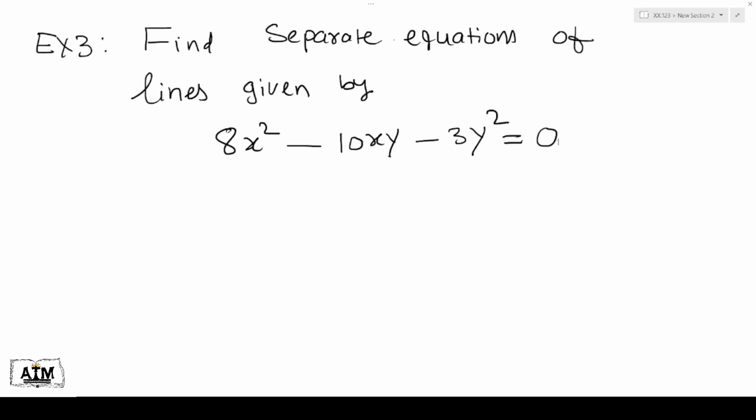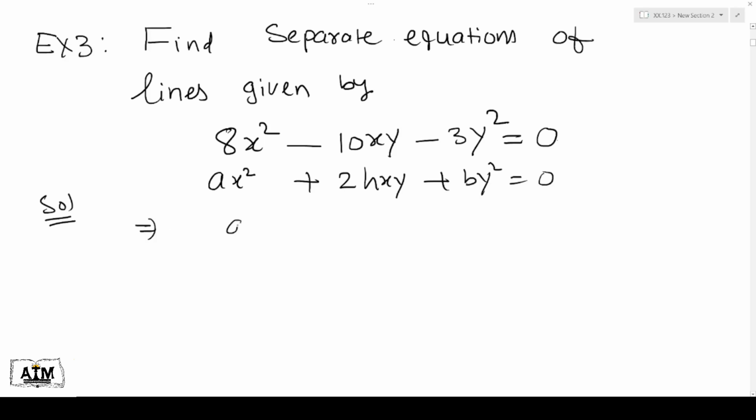Here is the third example. Find separate equations of lines given by 8x square minus 10xy minus 3y square equals 0. Solution. First of all, comparing with the standard equation ax square plus 2hxy plus by square equals 0, it implies a equals 8, h equals minus 5, and b equals minus 3.